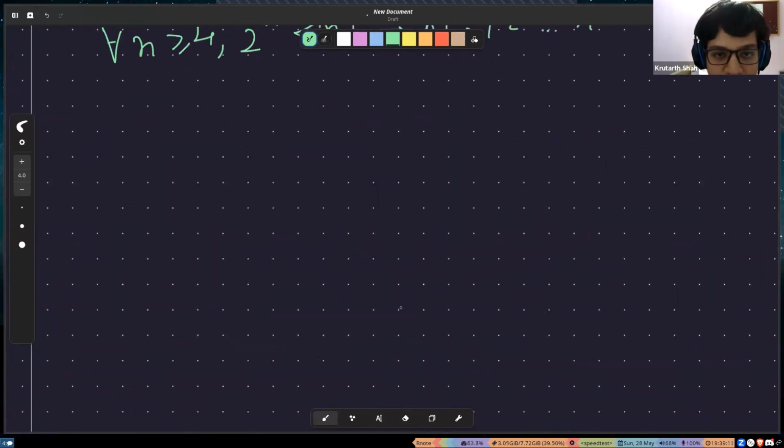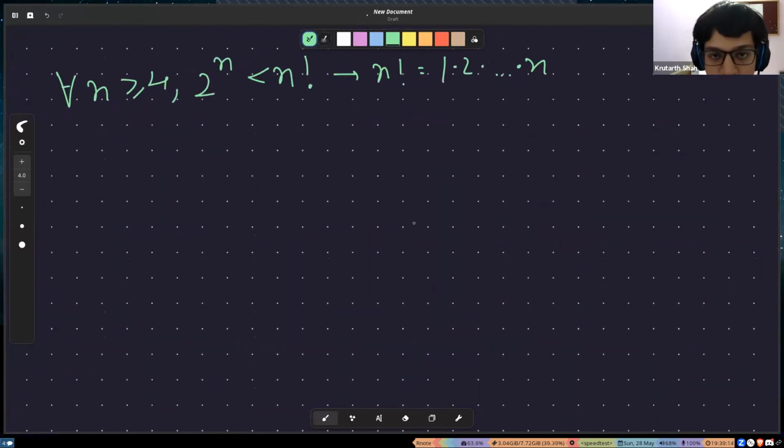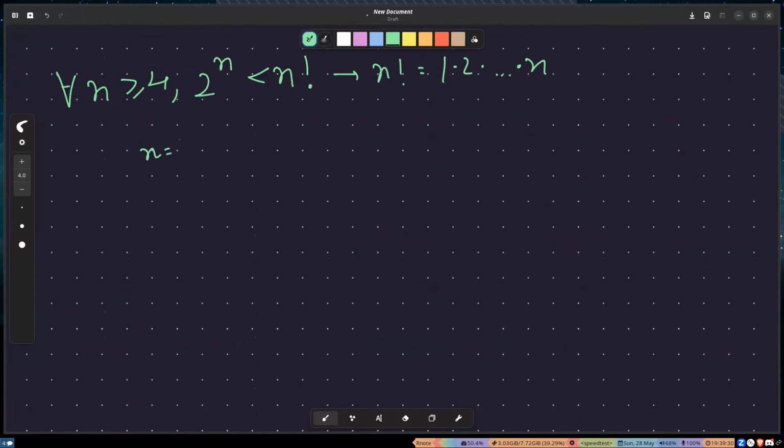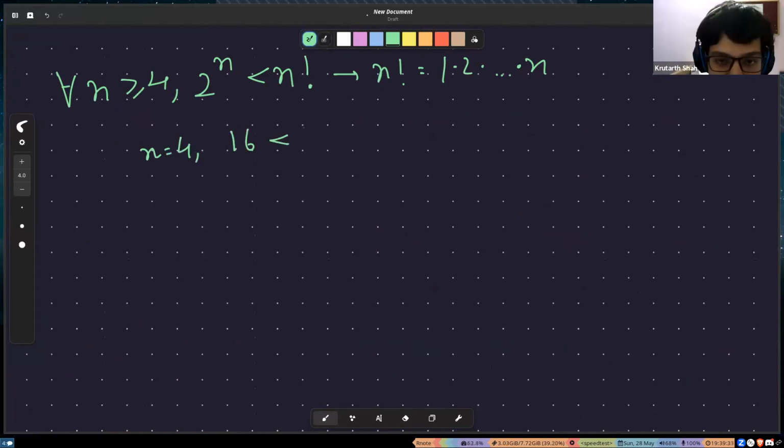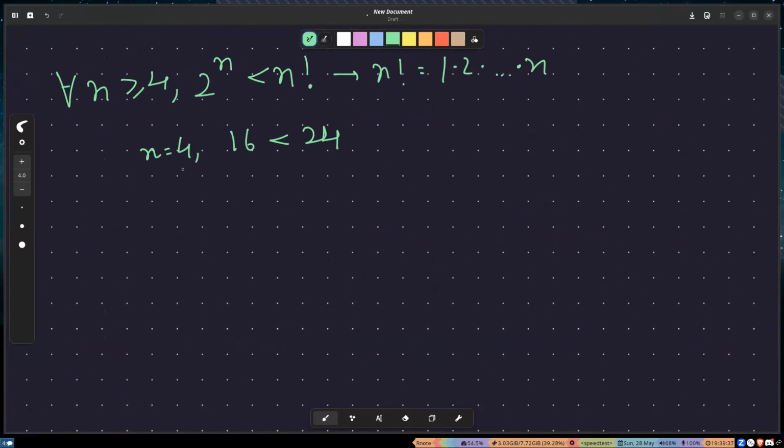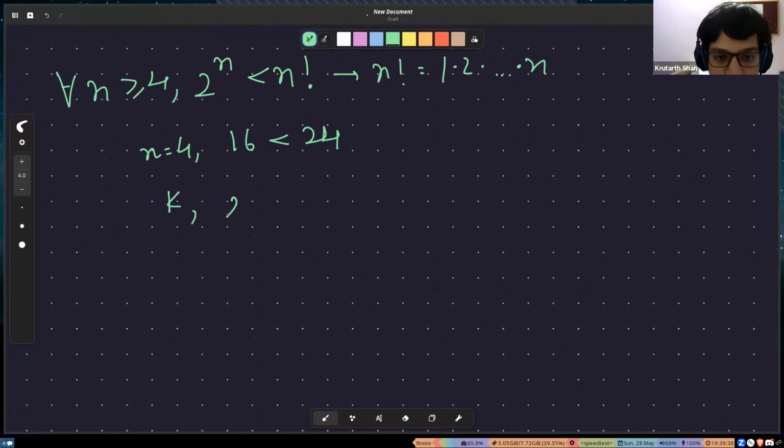Anyway, so for this problem, you can see the solution on the page. So you wanted to say the solution too? Yeah. Test for n equals 4. We have 16, which is less than 24. Let's assume for k, 2 raised to the power k is less than k factorial.